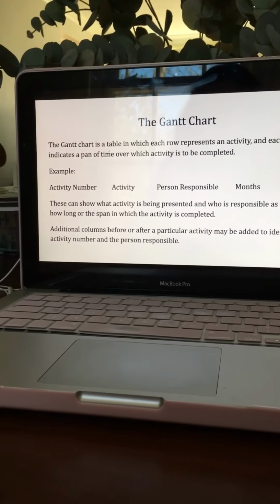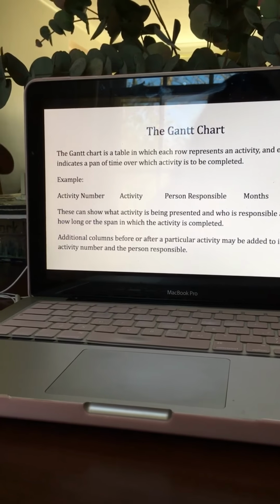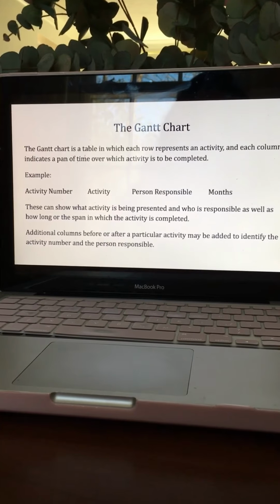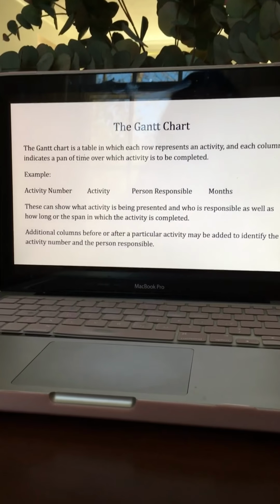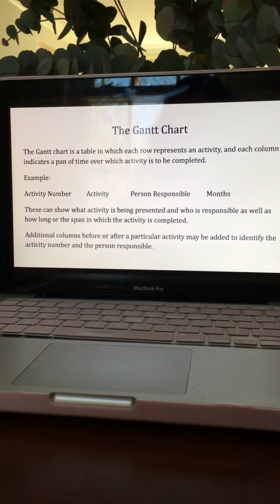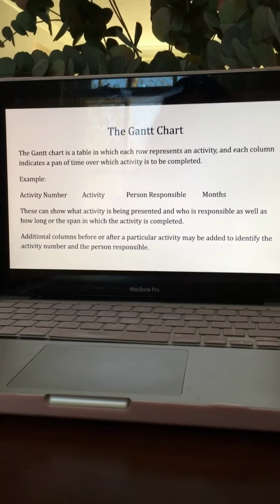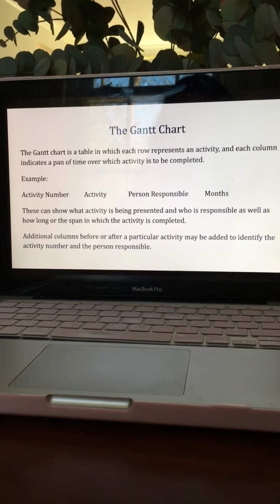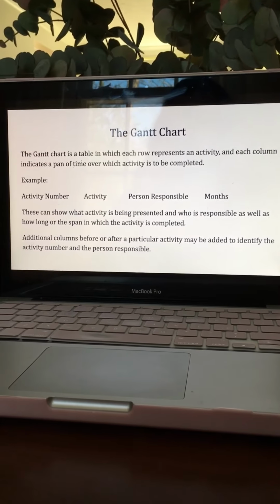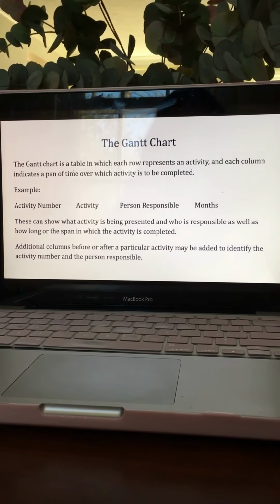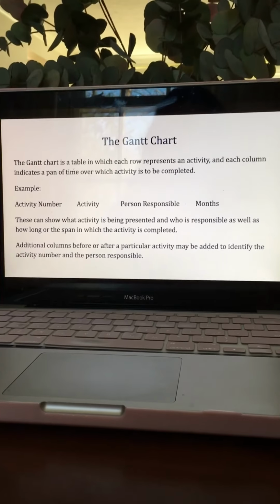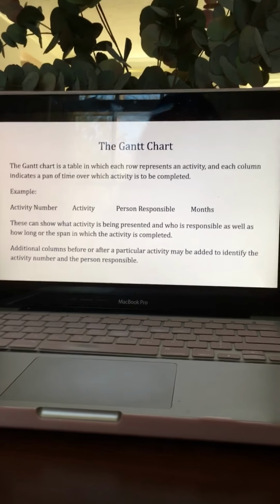So I put it so it would be lined up like this. It would be like activity number, activity, the person responsible, and then the months or how long it takes. So these can show what activity is being presented, who's responsible for it, and how long it will take to complete. Additional columns can also be used before or after a particular activity and may be added to identify the activity number and the person responsible as well.